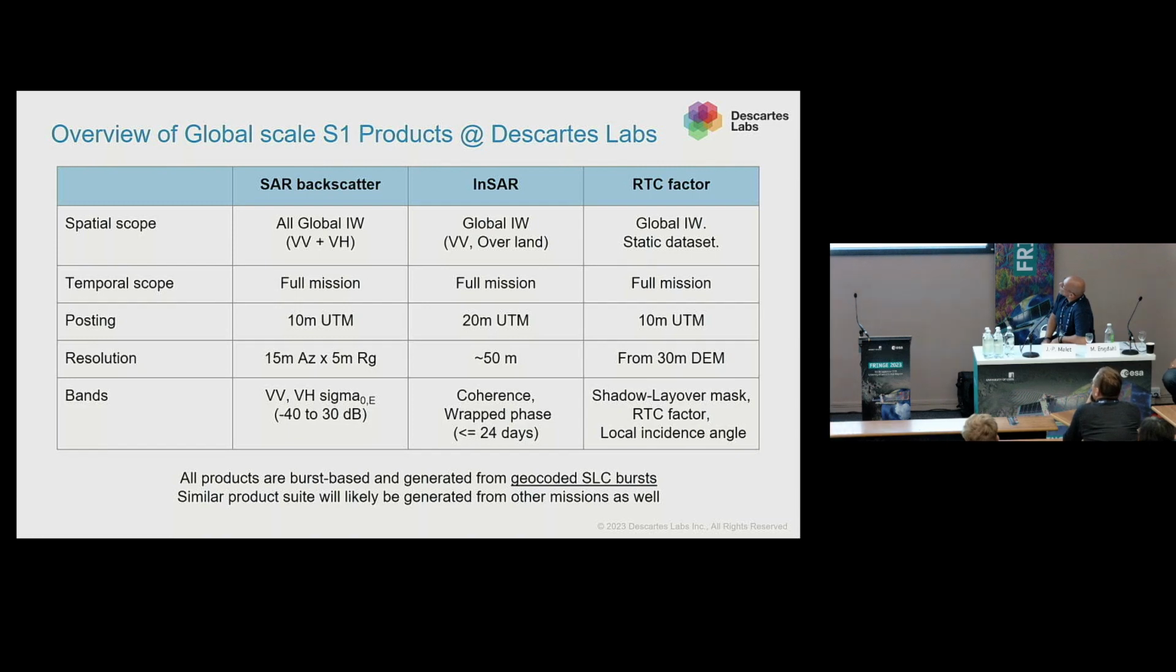We do all interferograms less than temporal baseline of 24 days. And all these products are done on a burst-by-burst basis. We also do a product called RTC Factor, which we demoed in 2021. I'm going to come back to it a little later. We're going to talk about how radiometric terrain correction, you don't have to do it every image. It's really a waste of resource to recompute it for every incoming image.